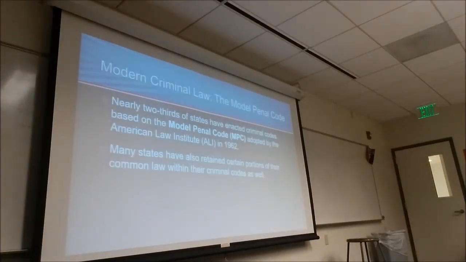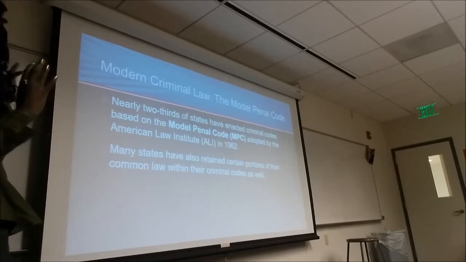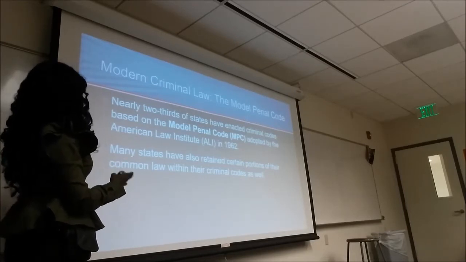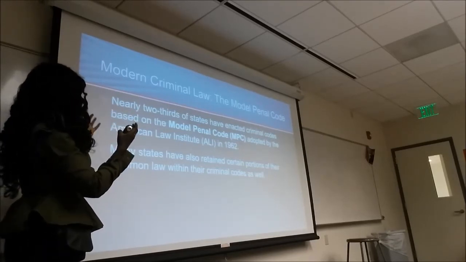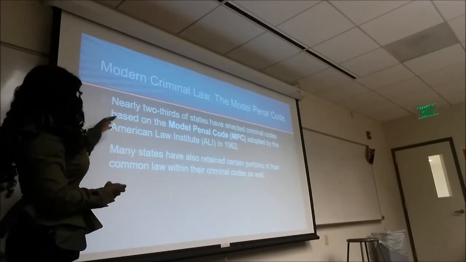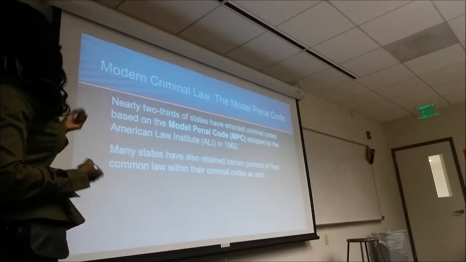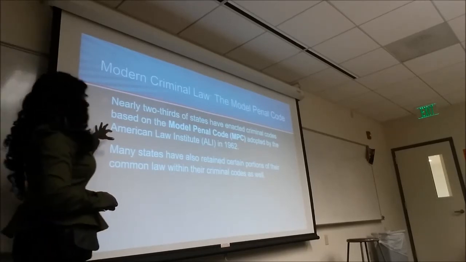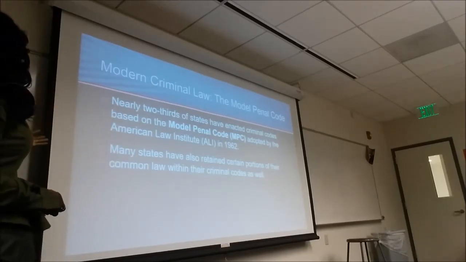Okay, so we're gonna talk about criminal law. Your book talks about this Model Penal Code. Let's be clear: it is important, but it's not a law. It's a model adopted by the American Law Institute, and most states model their criminal laws, such as burglary and larceny, on the Model Penal Code. But each state's statute might not be exactly as reflected in the Model Penal Code. The Model Penal Code itself is not a law, so to speak.